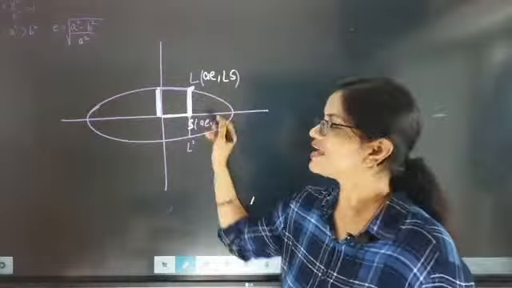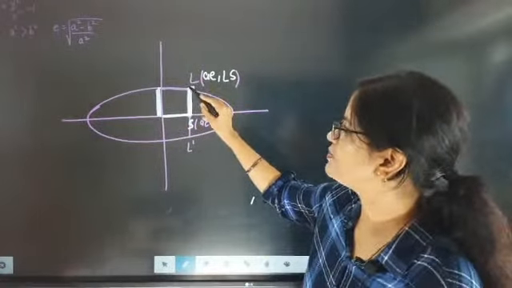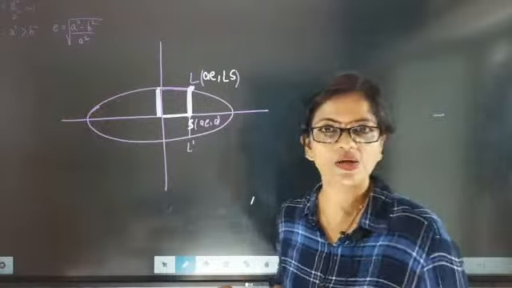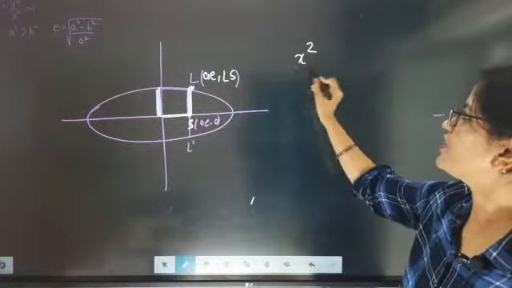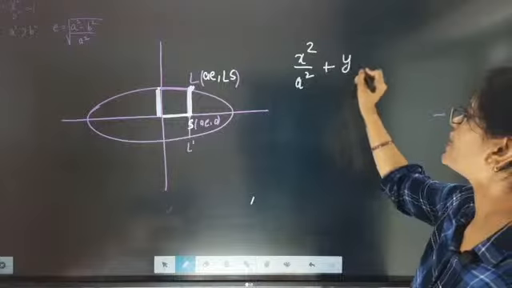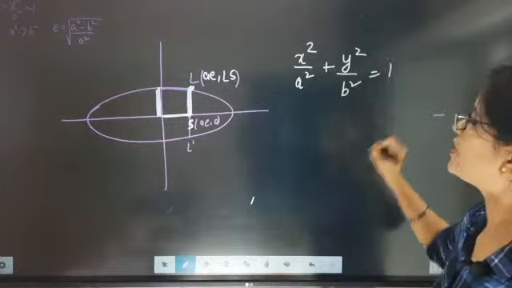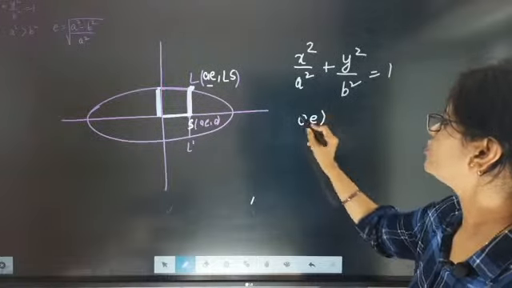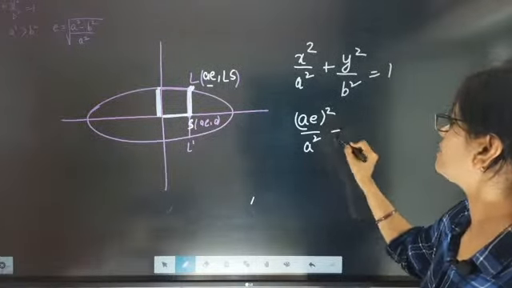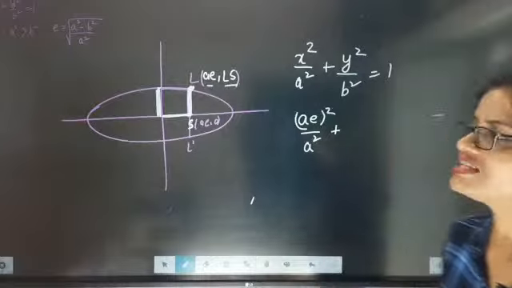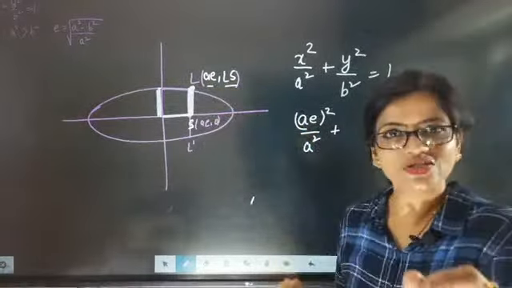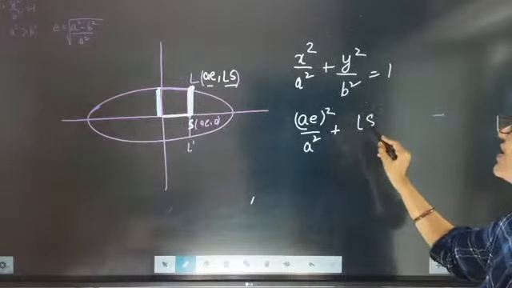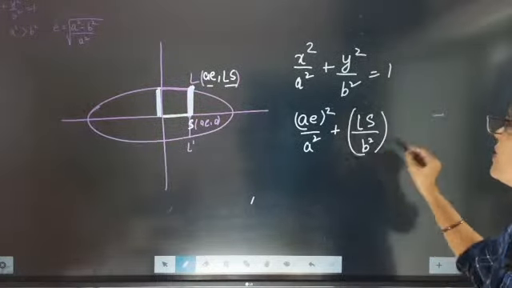So now what I have done, I just took this point present on the ellipse. We know that any point on the ellipse will satisfy the equation of the ellipse. What is the equation of the ellipse here? x square by a square plus y square by b square equal to 1. Now instead of x, we put AE, so AE whole square by a square, plus instead of y we write LS. We have to find the latus rectum only, so that is the semi-latus rectum. So LS square by b square equal to 1.